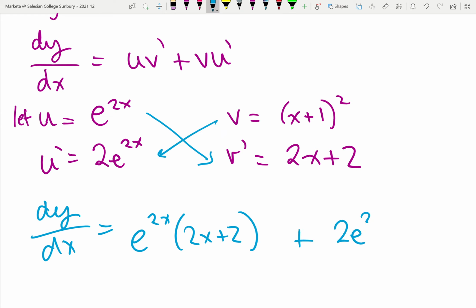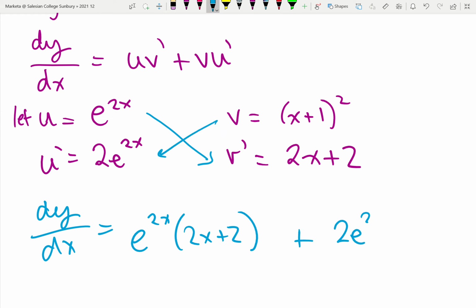And then dy/dx equals 2e^(2x)(x + 1), and then this will be 1 plus 1 is 2, plus x, or x plus 2 if you like. And we're trying to find the equation of a tangent at the point where x is 0. So let's sub the 0 in.